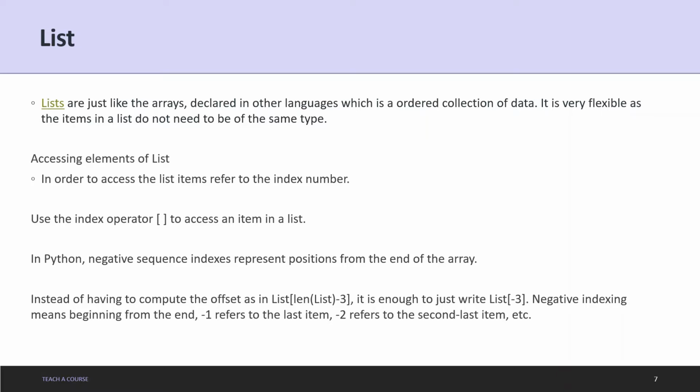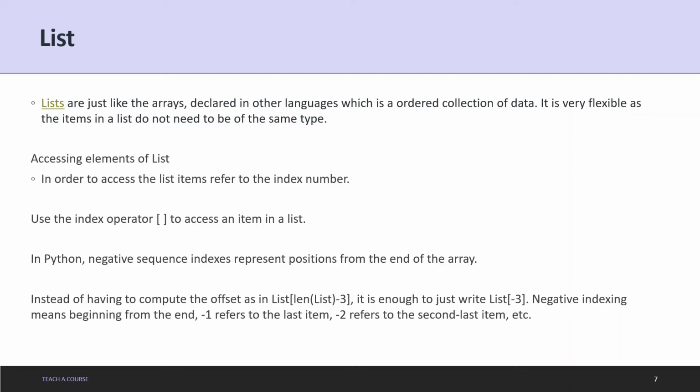Use the index operator to access an item in a list. In Python, negative sequence indexes represent position from the end of the array and positive indexes represent position from the start of the array. Instead of having to compute the offset as in list length minus 3, it is enough to just write list[-3].